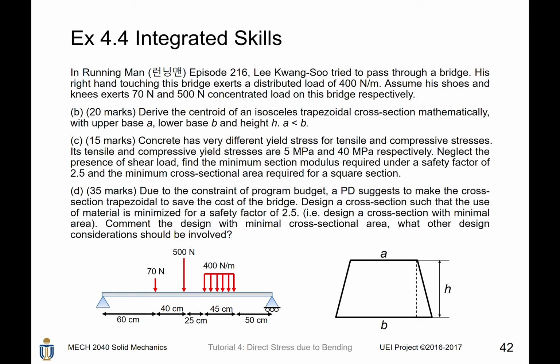Now let's concentrate on the impact of the sectional properties on the material performance. First, we will derive the centroid of an isosceles trapezoidal cross-section mathematically. The upper base is A, the lower base is B, and the height is h. The upper base is smaller than the lower base, so like this.